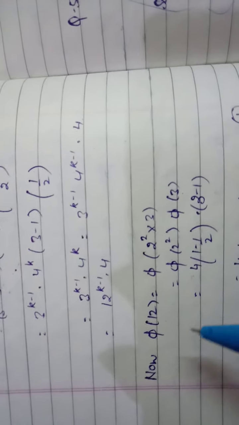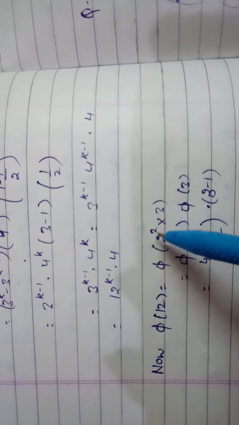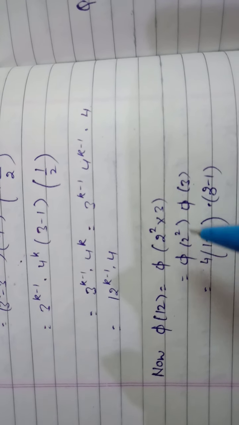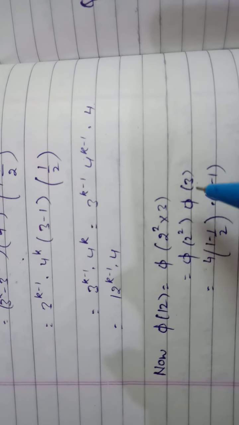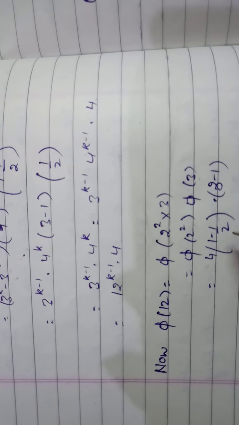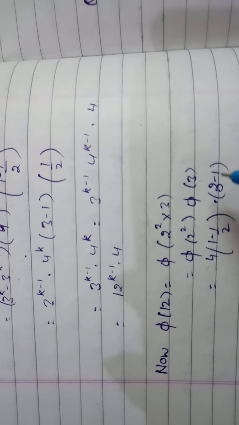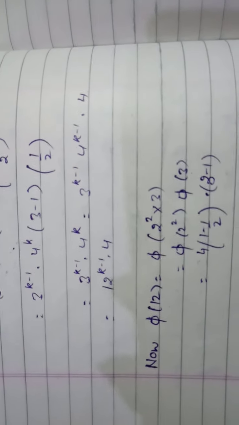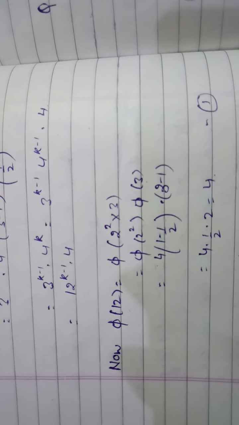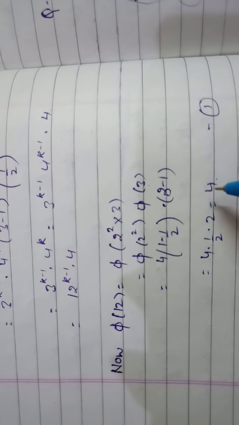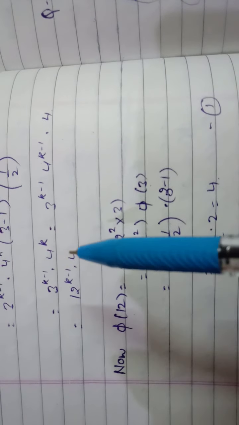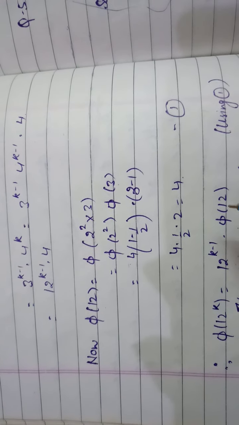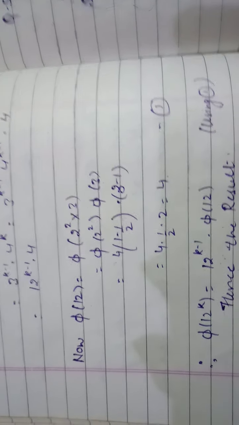Now phi(12) is phi(2^2 into 3). Again, phi is a multiplicative function, therefore we can write it as phi(2^2) into phi(3). Phi(2^2) is 4 into (1 minus 1 by 2), and phi(3) is 3 minus 1. Here we have used the result phi(p) equals p minus 1. On simplifying it, we have phi(12) equals 4. Substituting this value of 4 here, we have phi(12^k) equals 12^(k-1) into phi(12), which was required to prove.